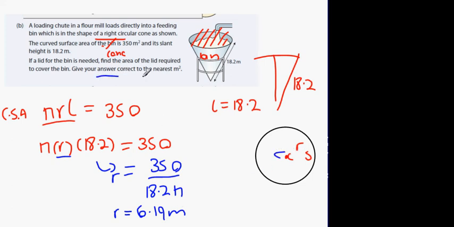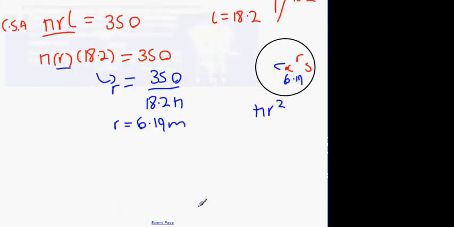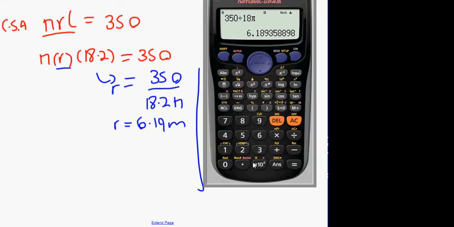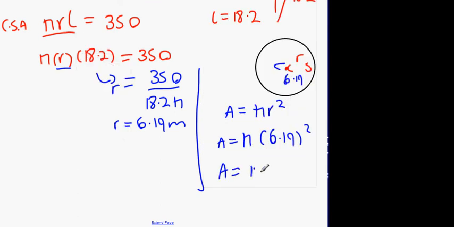We give our answer correct to the nearest meter squared. So we need to find the area of this circle now, and we know the radius is 6.19 meters. The area of the circle is going to be pi times 6.19 squared. Pi multiplied by 6.19 squared, and we get 120.37, and it says to the nearest meter, so it's going to be 120 meters squared.